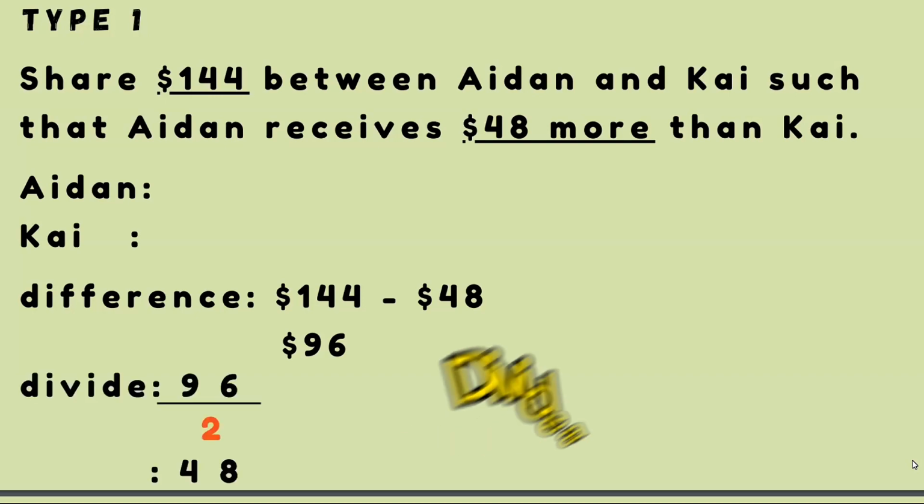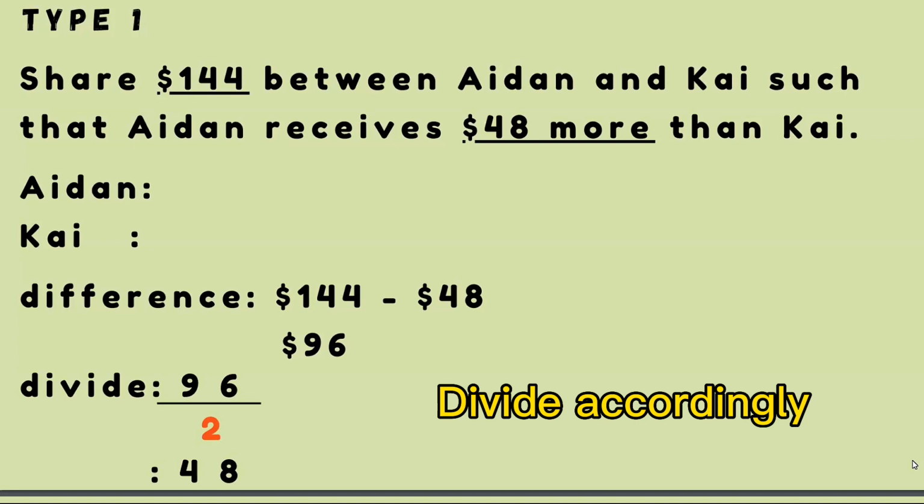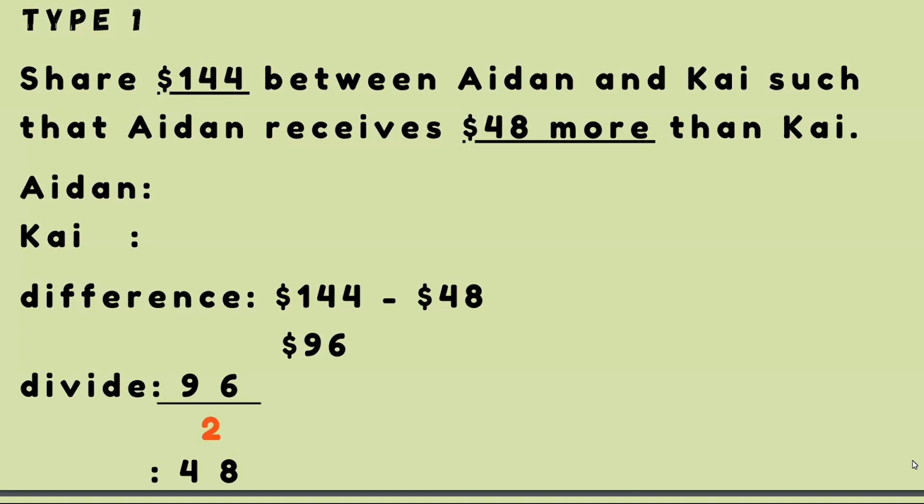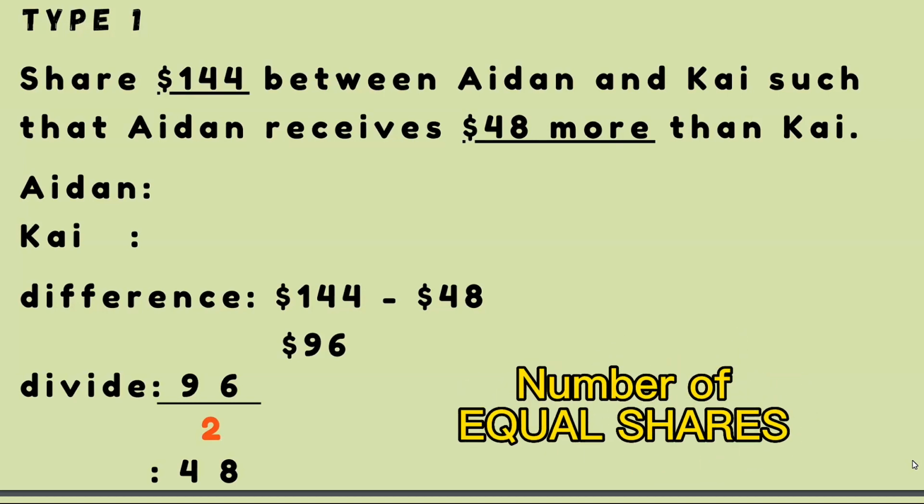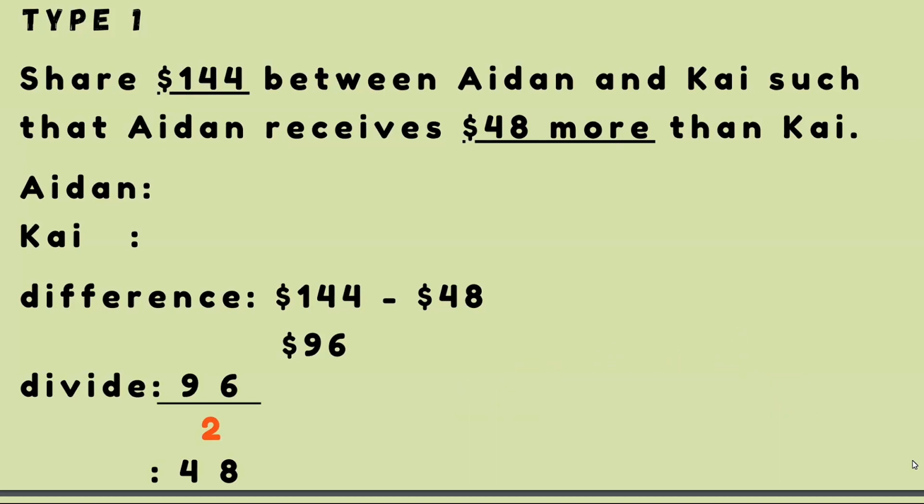Next, we divide accordingly. When we say divide accordingly, we divide depending on the number of equal shares. So here we have to share between Aidan and Kai. That's 2 people. So we divide the remainder by 2. We are left with 48.